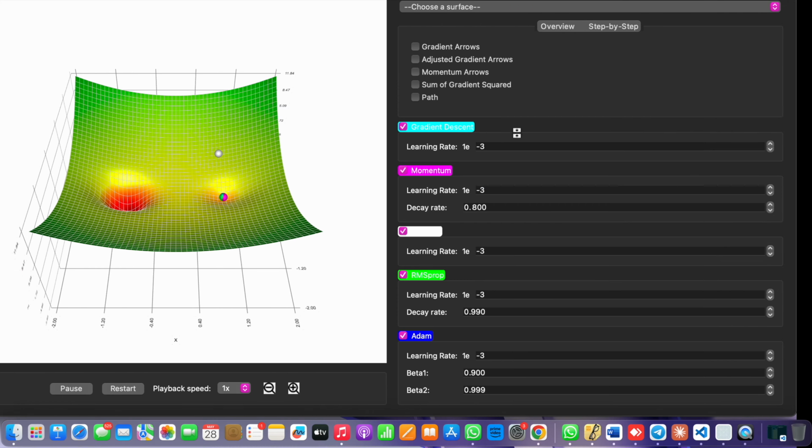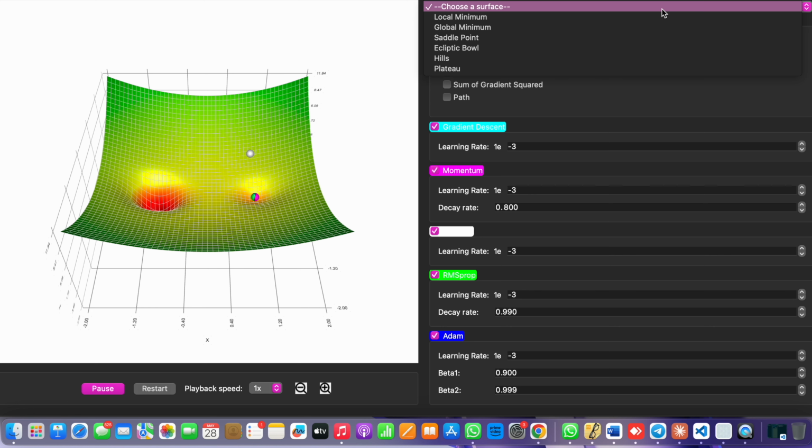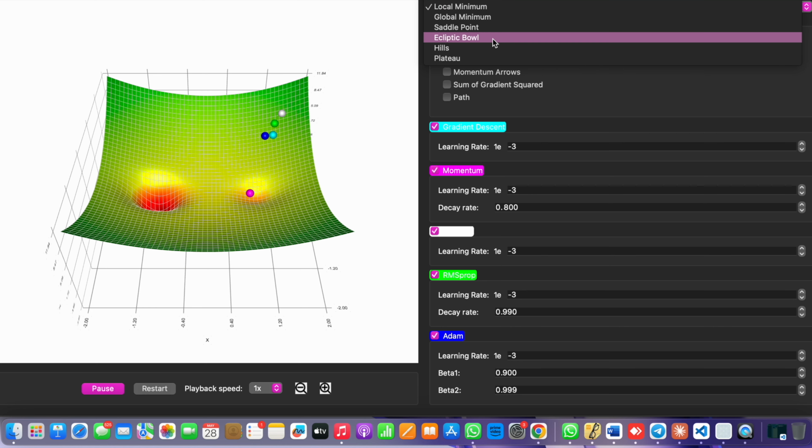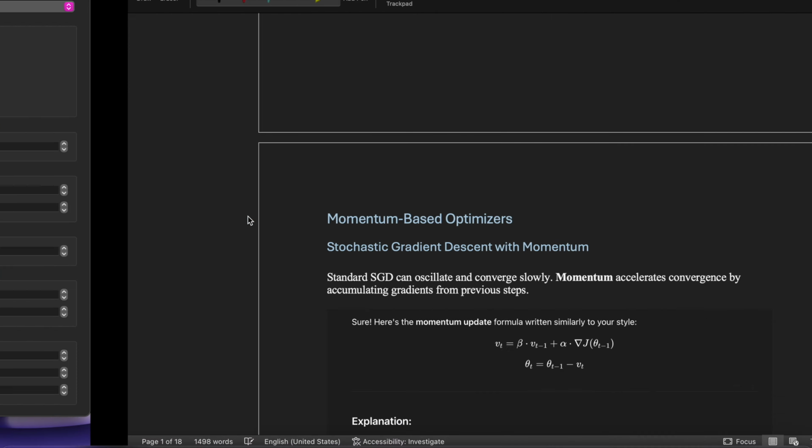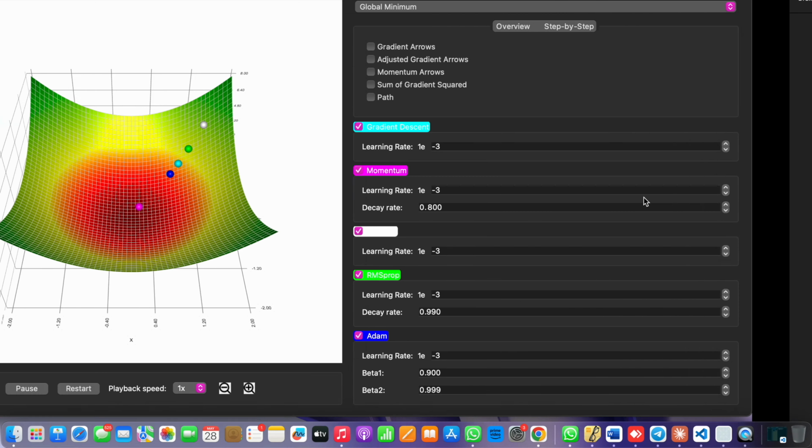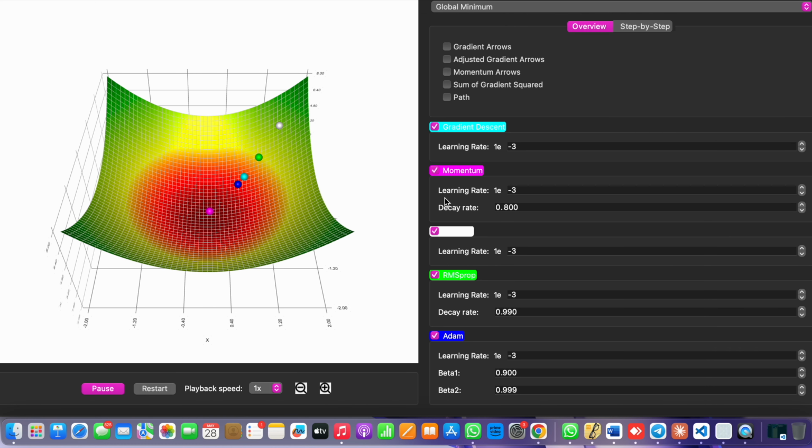If I show you with this graph also, I still select the global minimum. This graph is basically the same thing. If I follow the momentum one and restart it, you can see that it is coming and settling down. I will tell you more about the decay rate. So if I just make it this.